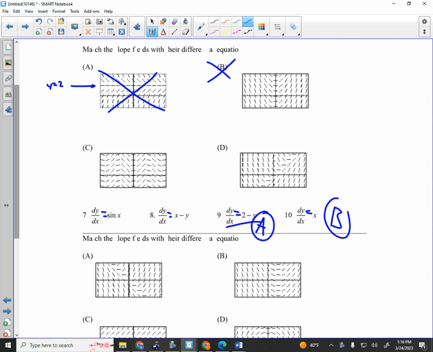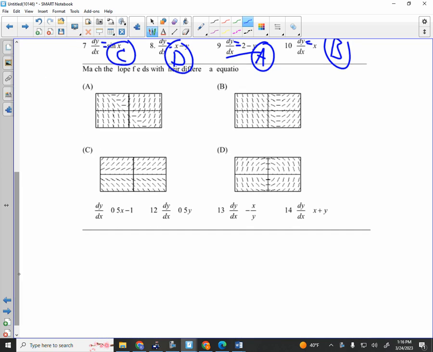Now I got to figure out these two right here. I like to focus on the x minus y. That means that when the x and y values are the same, the result will be 0. If you look here, whenever x and y are the same, I'm getting a slope of 0. So therefore, D matches to number 8. And watch how cool this is. What's the antiderivative of sine? Negative cosine. If you were to draw a graph through here, isn't that what you get? This is letter C. Try 4 more. Go.